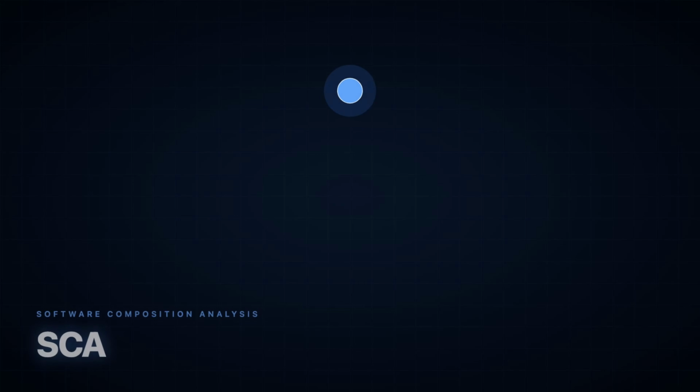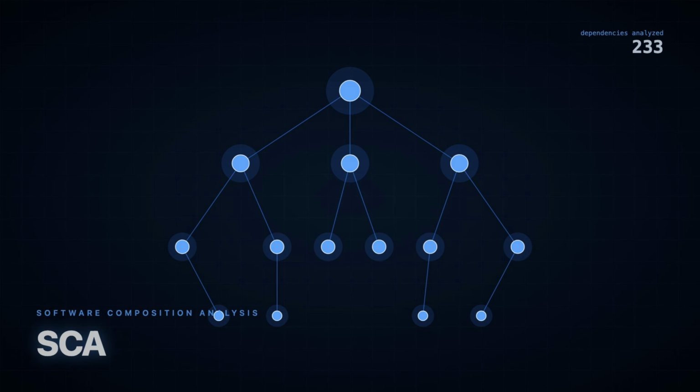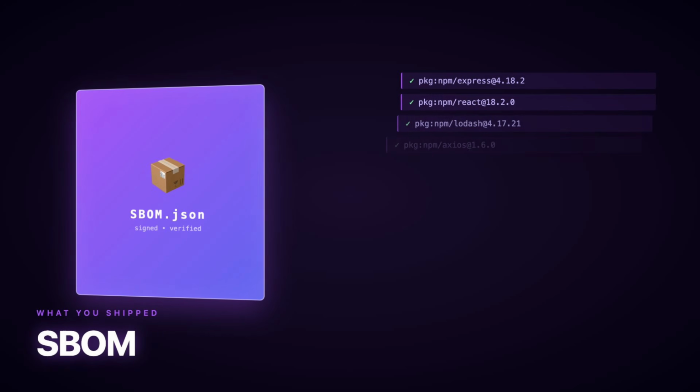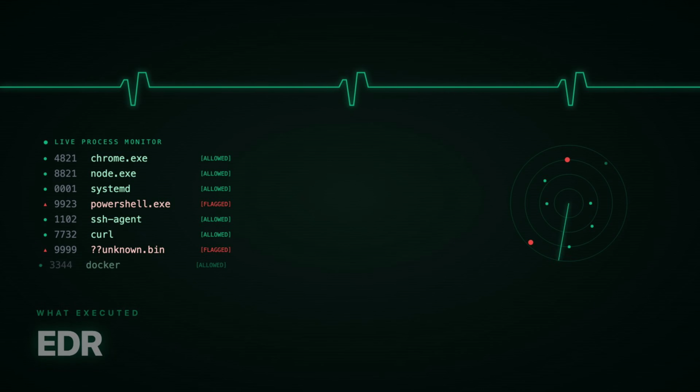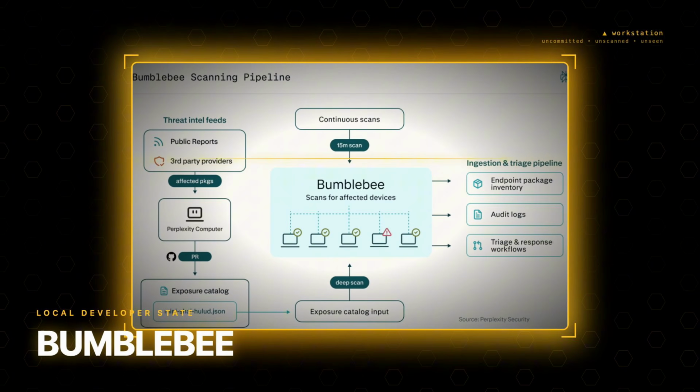Okay, cool. But why is this not just another security scanner? Because we already have these. Now, at first glance, you might think it's another SCA tool. But that's actually not what this is. SCA tools are mostly about your application dependencies. SBOM tools are about what you shipped. EDR is about what you executed. Bumblebee is about the local developer state.